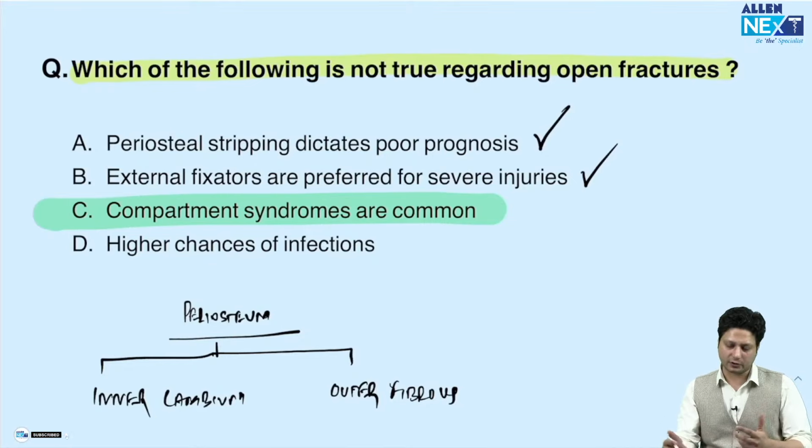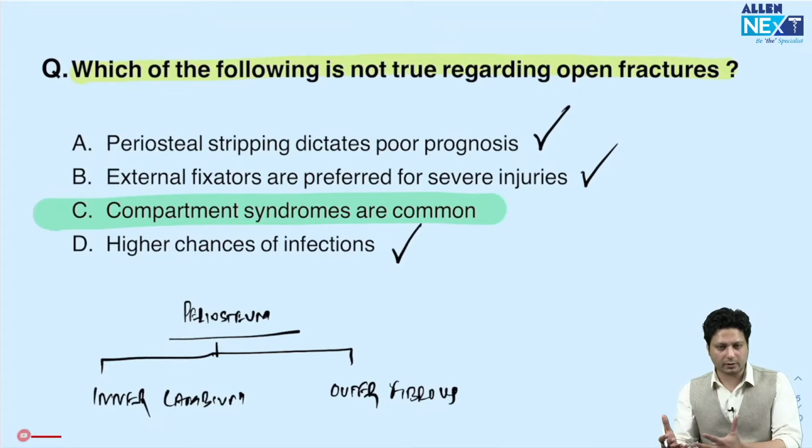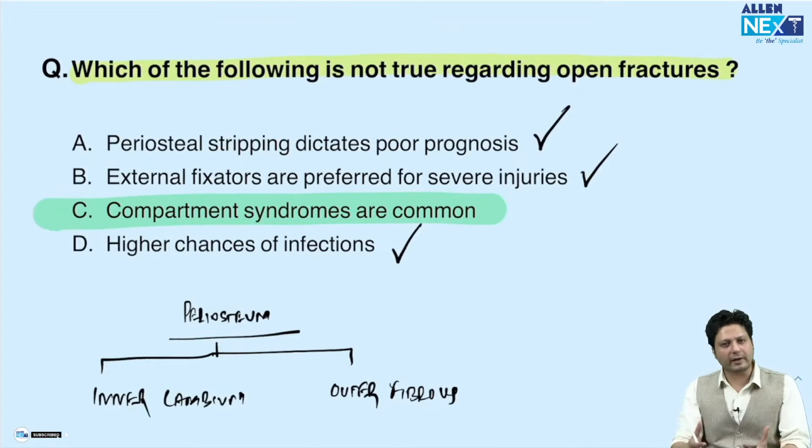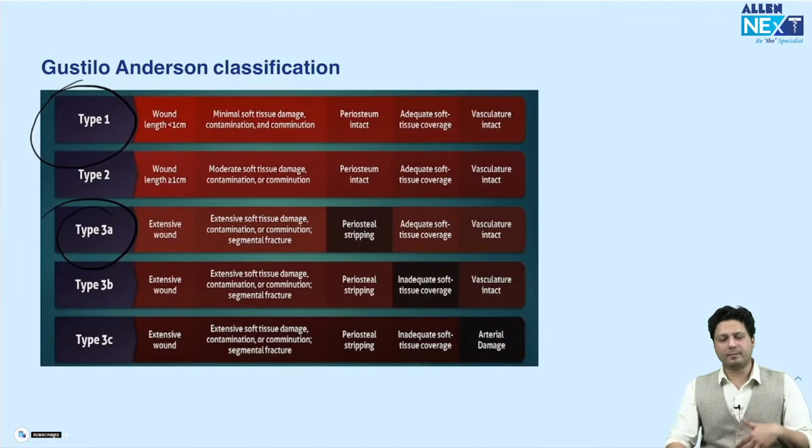And next comes higher chances of infection. This is something that we have already talked about. You know, if the fracture was open, there is always a possibility of this bone getting contaminated because of the periosteal stripping, because of the loss of vascularity.